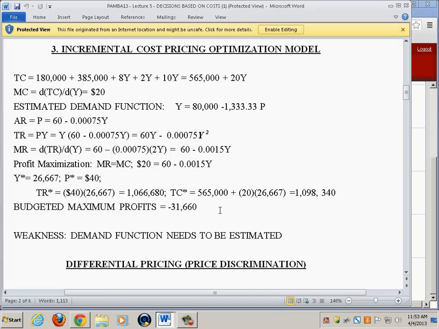So in this case, given those demand and cost conditions, the best that we can do is minimize our losses at $31,660. So that's the profit maximizing model.